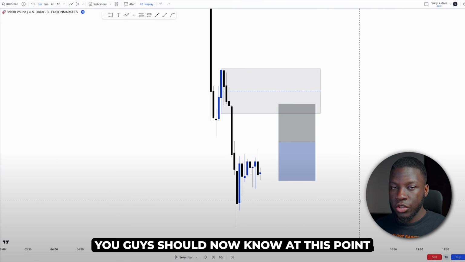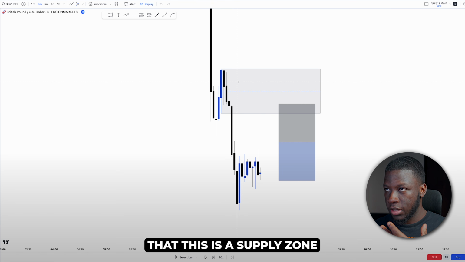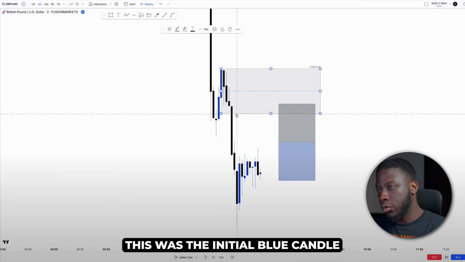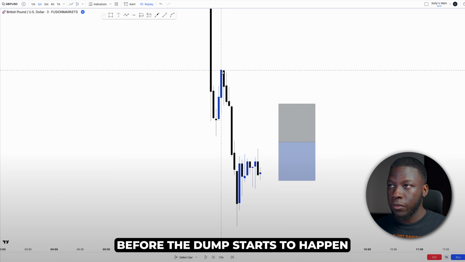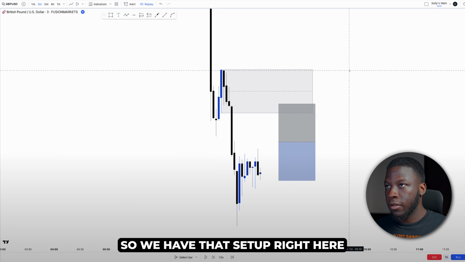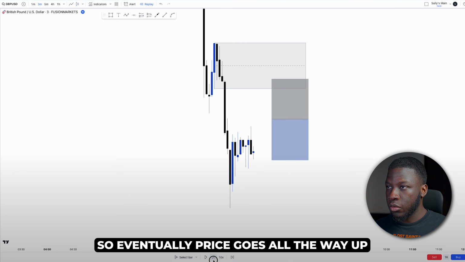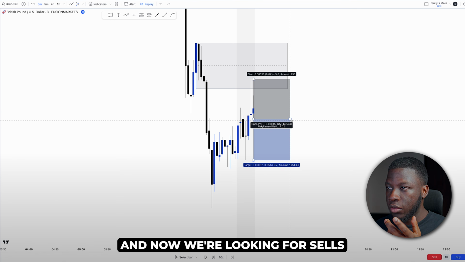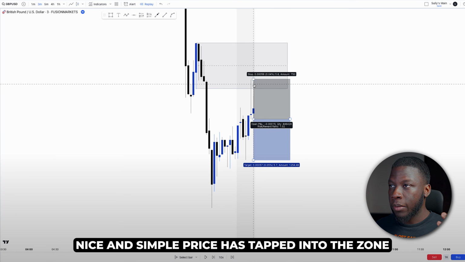Once again, you guys should now know at this point that this is a supply zone because we have multiple black candles, multiple. This was the initial blue candle before the dump starts to happen. So we have that set up right here. Boom. So eventually price goes all the way up, eventually taps into the zone, and now we're looking for sales. Basically nice and simple. Price taps into the zone.